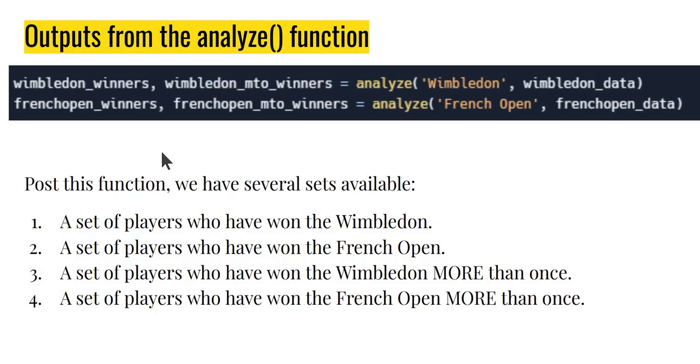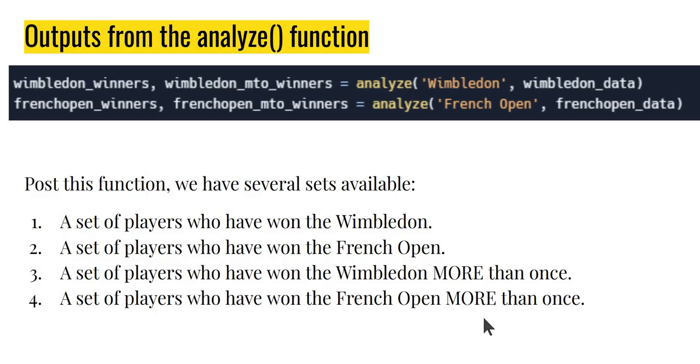In fact, four sets. A set of players who have won the Wimbledon, a set of players who have won the French Open, a set of players who have won Wimbledon more than once, and a set of players who have won French Open more than once. Like I said, more analysis is possible. More such data can be taken out from this, let's say, raw data that was given. But for now, this is fine because this itself gives rise to many, many new questions.